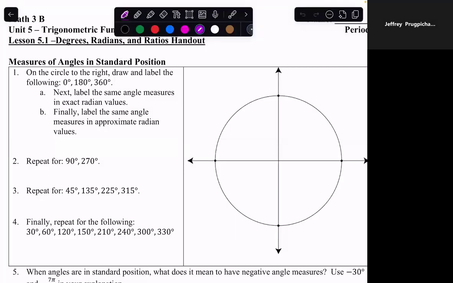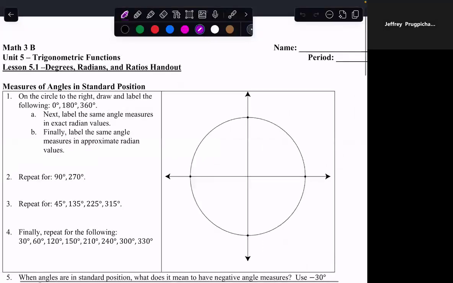Okay, so Unit 5 is our first trigonometry unit. The trigonometry is actually split over 3 units because it's such a big topic. So in the first trigonometry unit, we are going to go over the basics of trigonometry, which we will build on in the following 2 units.